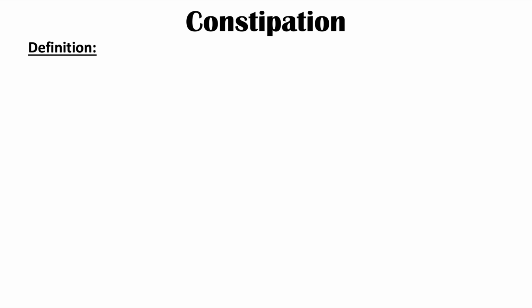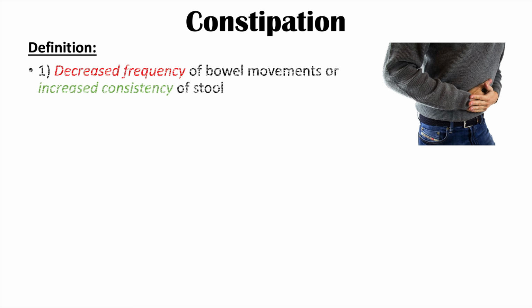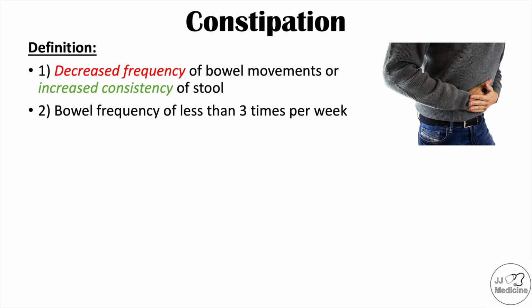So there are actually a few different definitions for constipation. One of them is a decreased frequency of bowel movements or an increased consistency of stool over a particular period of time. So less numbers of bowel movements than normal for the patient and an increased consistency of stool. We'll talk a bit more about this in a moment. Now, there's another definition where constipation is defined as a bowel frequency of less than 3 times per week. So having less than 3 bowel movements in a week would also be a definition of constipation as well.